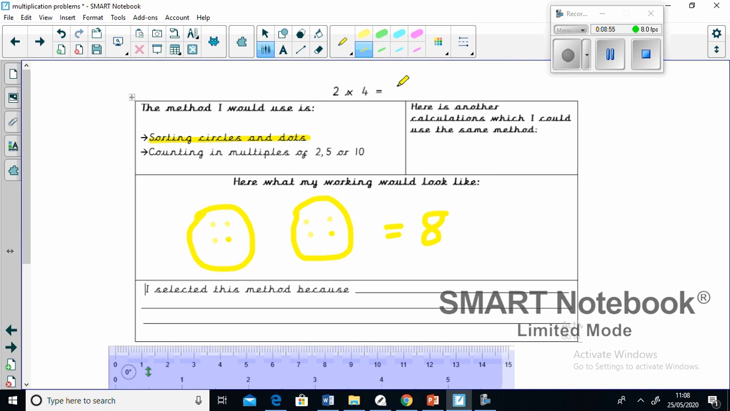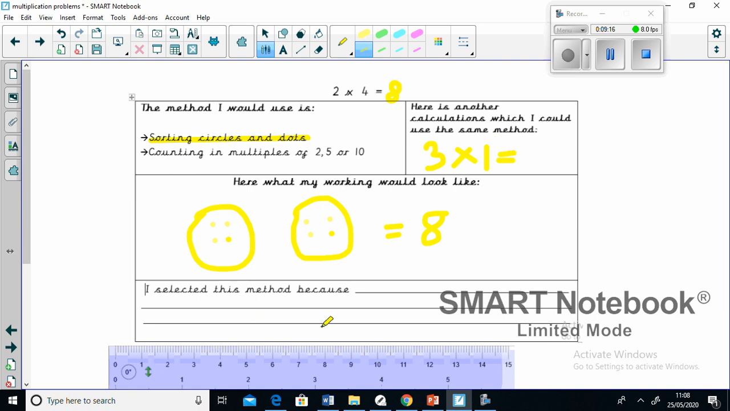So I can actually put that there as well. Up here it says, here is another calculation which I'd use this method. So I'm trying to think of another calculation where the factors are nice and small. So I'm thinking maybe like 3 times 1. Yeah, I'll use that same method.